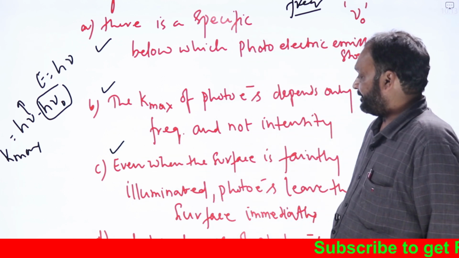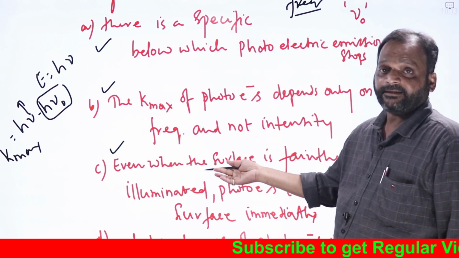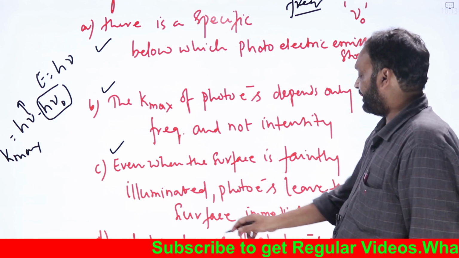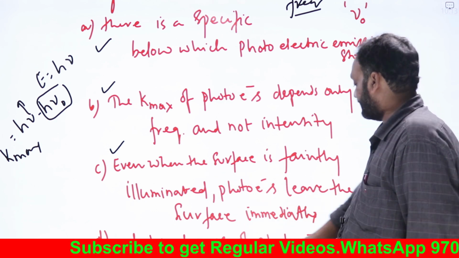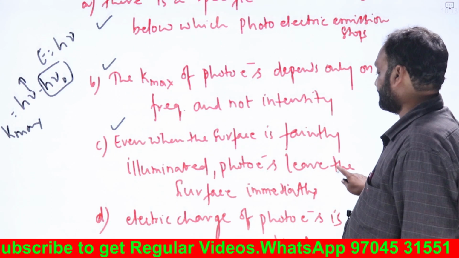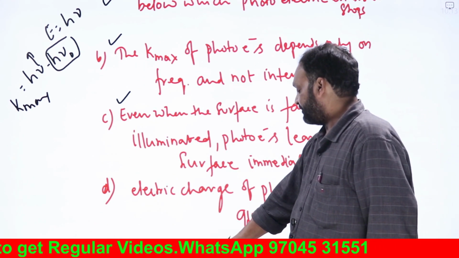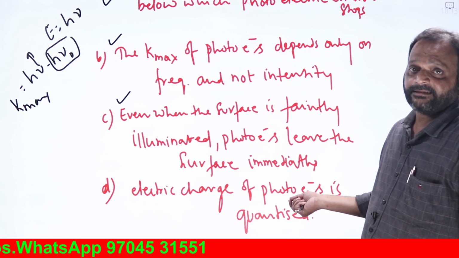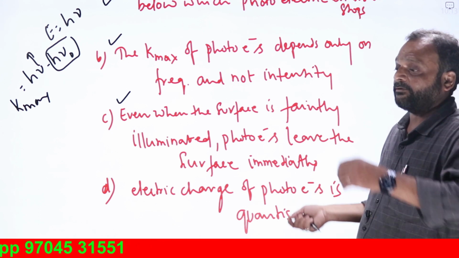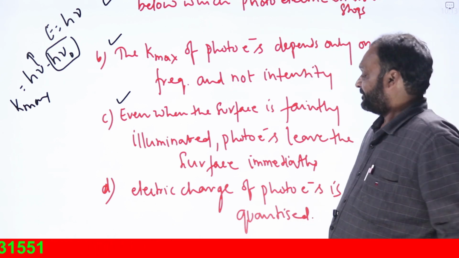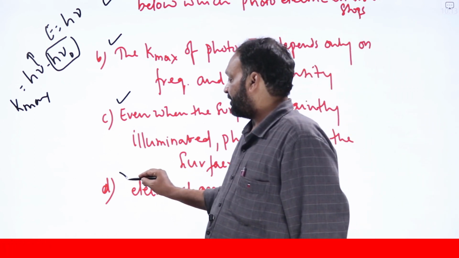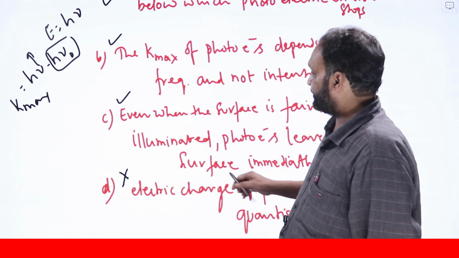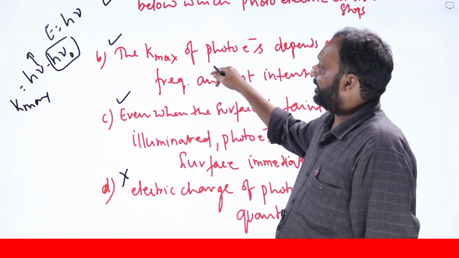All these three options support the quantum nature of light. The fourth option is that the electric charge of photoelectrons is quantized. Now, this has nothing to do with the photoelectric effect. The charge of an electron being quantized has nothing to do with supporting the quantum nature of light. So the fourth option is not valid, and the first three options A, B, C are valid options.